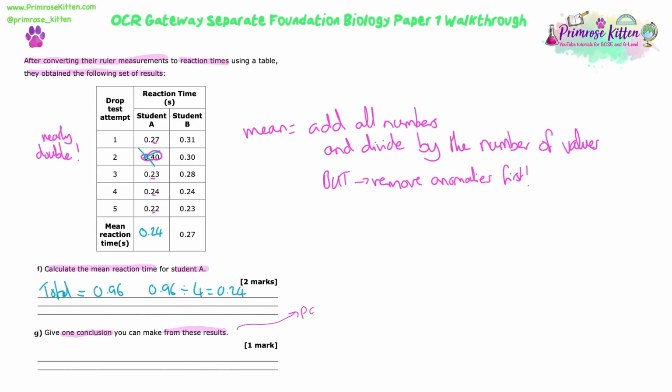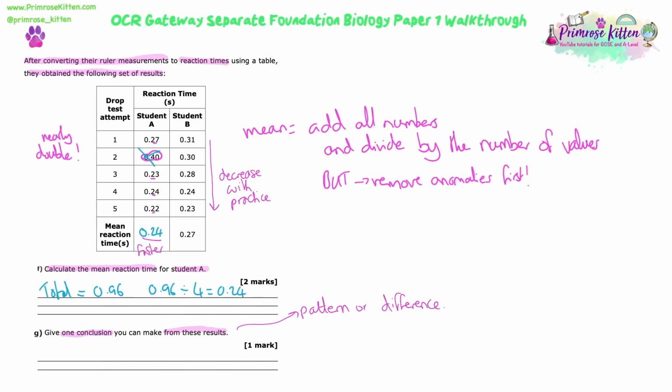Okay, part H. Give one conclusion you can make from these results. If you're looking for conclusions, especially in the table, then you need to look for patterns or differences that you can talk about. So there's a pattern that I see, which is that for both students, the reaction time decreases as they have more goes. So it decreases with practice, which might be something that you looked at when you did your reaction time.